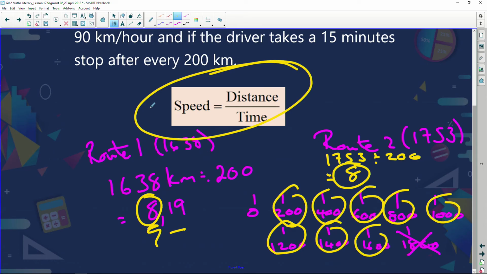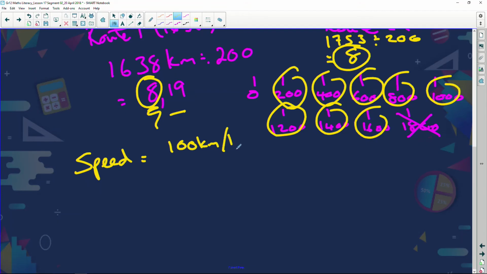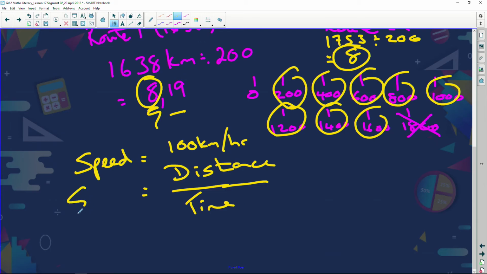I want us to stop and look at this formula. Speed is equal to distance over time. In fact, it's an easy formula to remember because if I had to say to you, tell me any speed, you would say 100 kilometers per hour. Now, per is like divide, isn't it? And 100 kilometers is distance. So I've got speed is equal to distance, per means divide, and hour is time. And that's how I come across this formula.